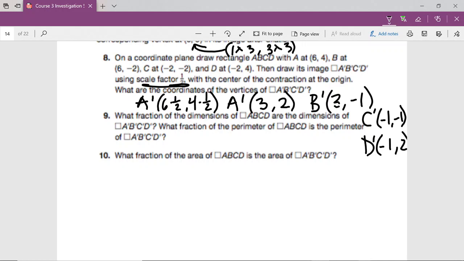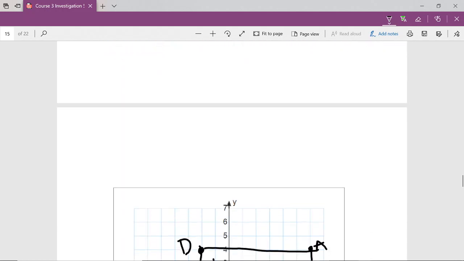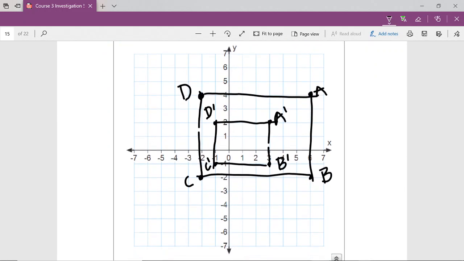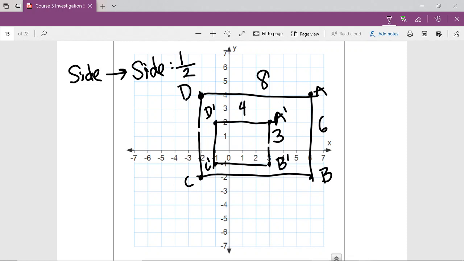All right, so interesting questions here. What fraction of the dimensions of A, B, C, D are the dimensions of A prime, B prime, C prime, D prime? And what's the fraction of the perimeter to the perimeter? So if we look at this, the side lengths of the big one, our original one, are, let's see, 1, 2, 3, 4, 5, 6, 7, 8 by 6. Our small one is half of that, 4 and 3. So the fraction from side lengths to side lengths is 1/2, just like our scale factor.